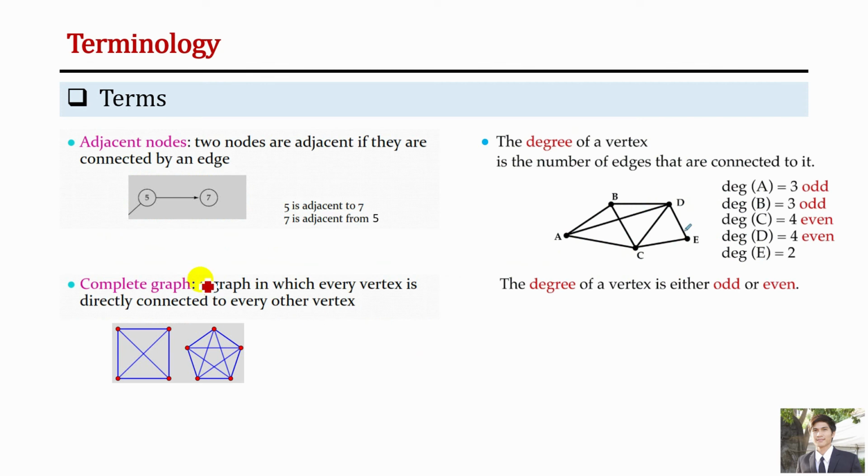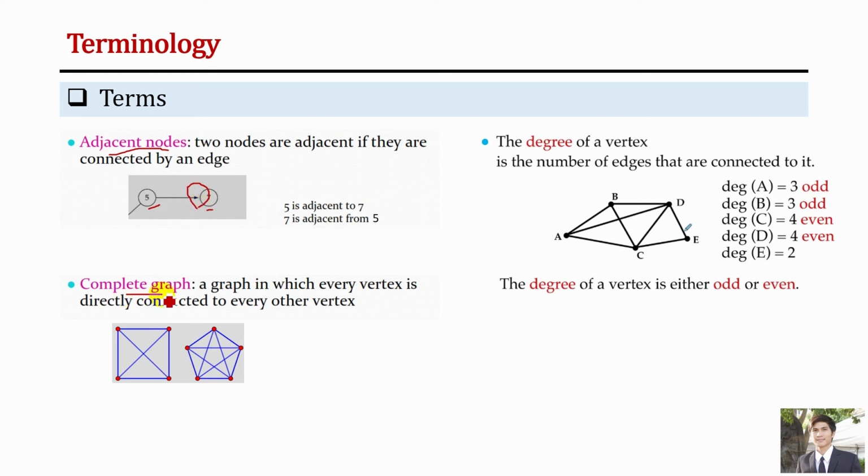Next we'll take a look at the terms used in graphs. The first one is the adjacent node, which refers to two nodes that are adjacent. It means that they are connected by an edge. When there is a line connecting two nodes together, we can say that they are adjacent. So 5 is adjacent to 7, and 7 is adjacent from 5 because we have the direction here, right? You can read from the direction flow.